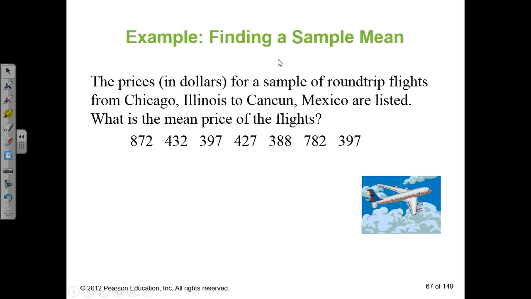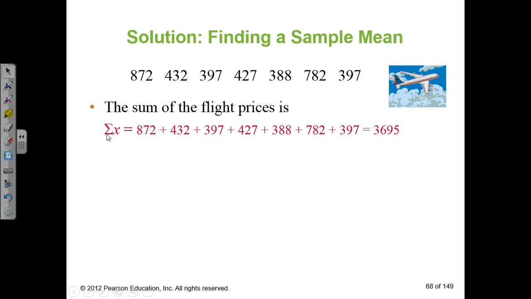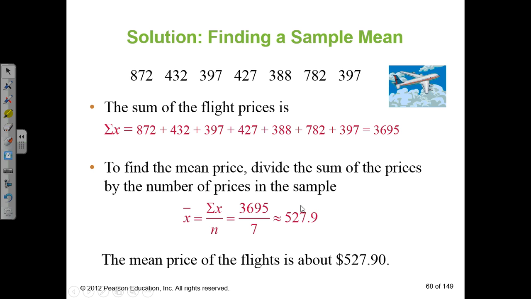Let's look at an example, finding a sample mean. Here we have 7 different fares to Cancun, Mexico. How do we find the mean or the average? You would add up all the values and divide by 7. So we add, this symbol here, remember, is sigma notation. Sum all the x's, sum all the values, and we get 3,695. There were 7 fares total, so 3,695 divided by 7 is approximately 527.9. So the average price of a flight is about $527.90.